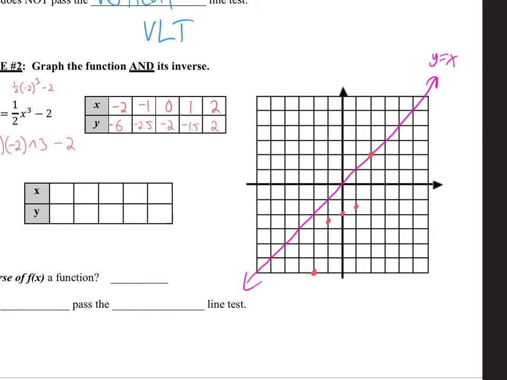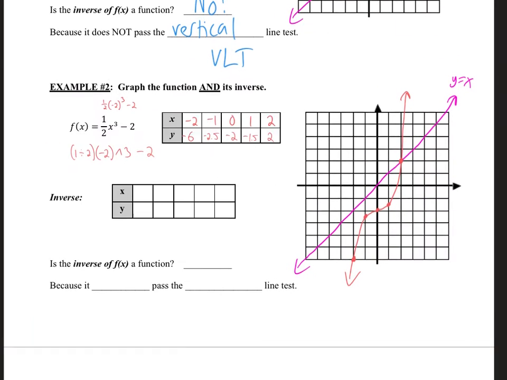So this is kind of a weird shape we haven't seen before. This is what it's going to look like. It's going to go like this, it's going to have an inflection point where it switches direction, and then it's going to go up like this. So there is our original graph.